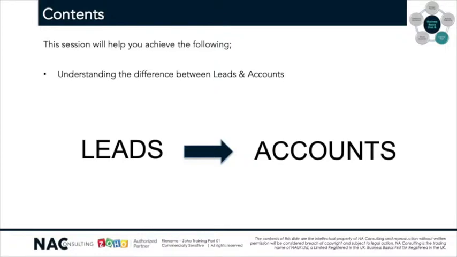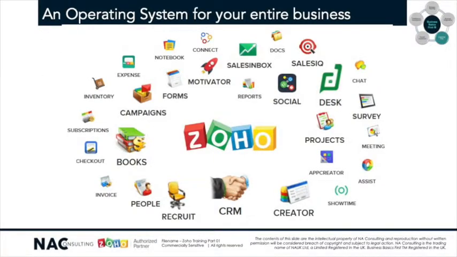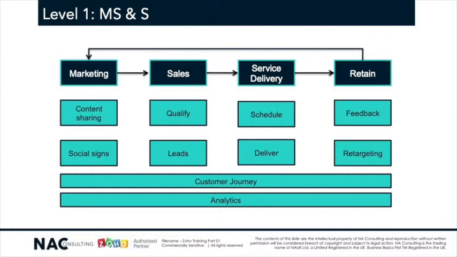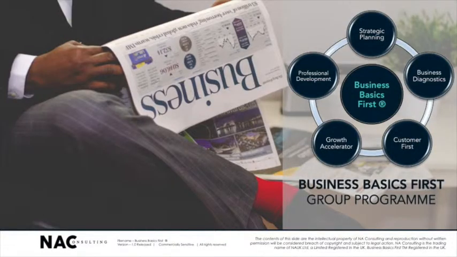Now, as we know, Zoho is an operating system for your entire business. They have over 40 apps, there's about 45 million users worldwide. And as a result, Zoho has a lot of functionality that lots of different companies can use. And we focus particularly in the marketing, sales and service areas. And as a result, the functionality that we focus on supplements the work that we do around customer service, customer focus, customer retention, all within our core concepts of customer first.